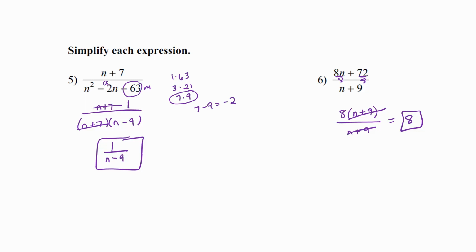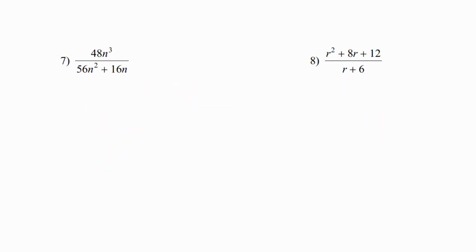So those are the kinds of things we are looking for on these problems: we're looking either for something in common with all of them, or we're looking at some way that we can factor either the top or bottom or both so that we can see things that will cancel.